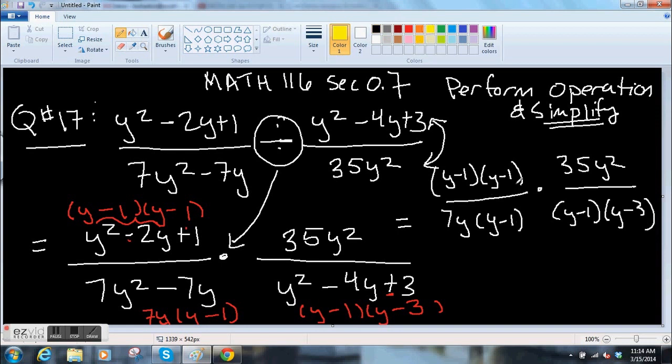I actually really enjoy canceling. It's a little strange. To me, it feels like scratching stuff off a to-do list. And we can cancel because this is a multiplying. When it was dividing by, we couldn't cancel. You had to flip them first. So when it's multiplying, you're good to cancel.